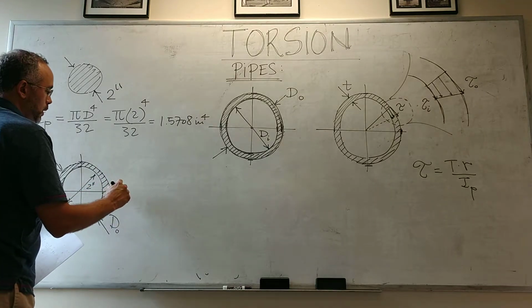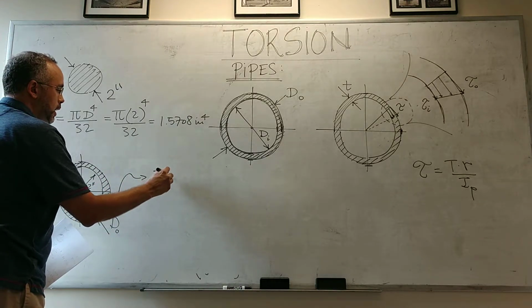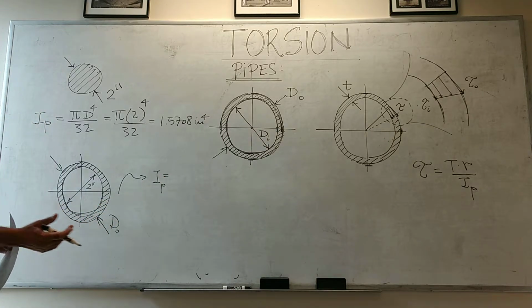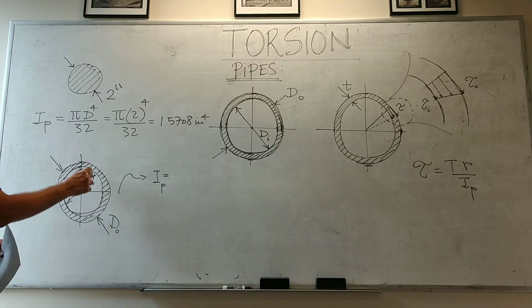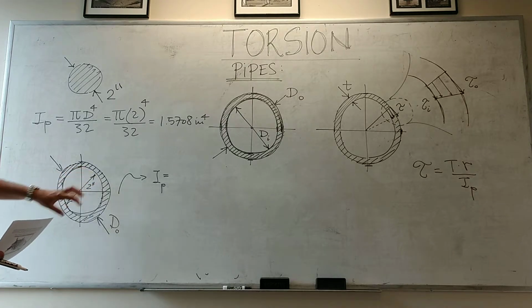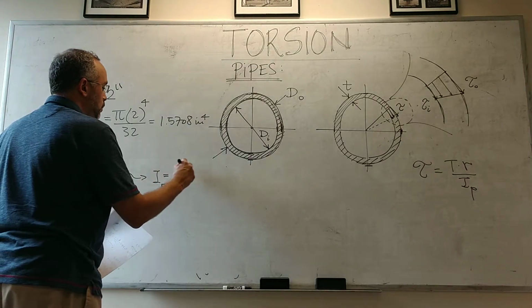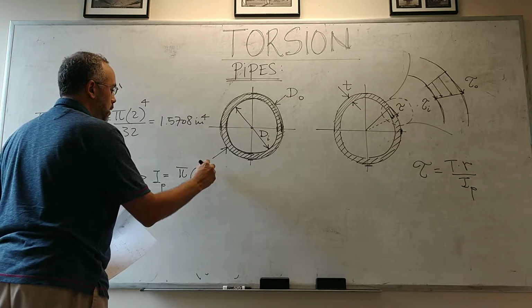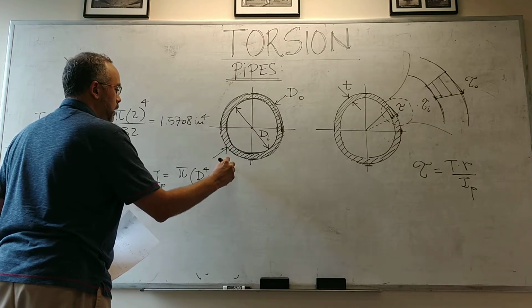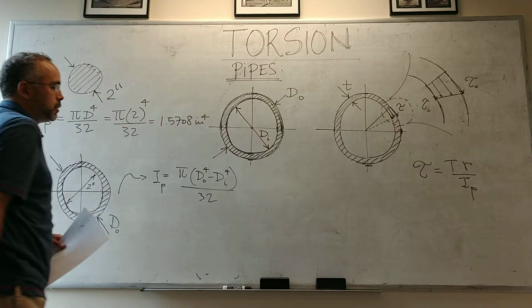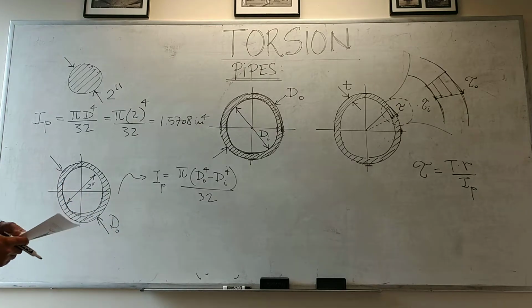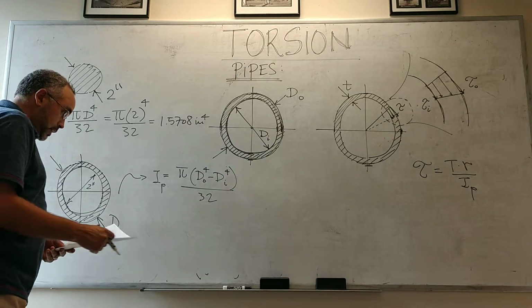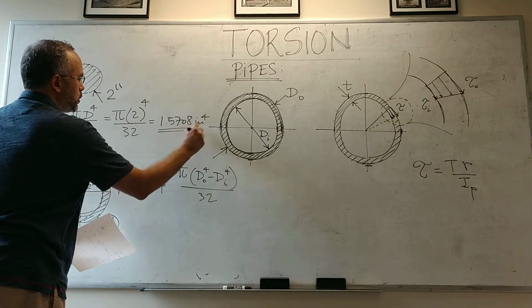So to do that, we recall that in this case we can use the subtraction theorem, which basically says we can compute the polar moment of inertia of the outside minus the polar moment of inertia of the hollow section in here. So then that would give you pi times diameter outside to the fourth minus diameter inside to the fourth, divided by 32. We know the inside diameter, which is 2 inches, and we want to find the outside diameter. So we wish to get this number.